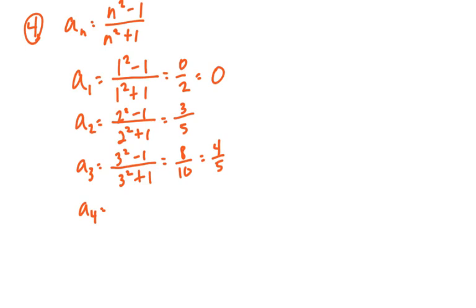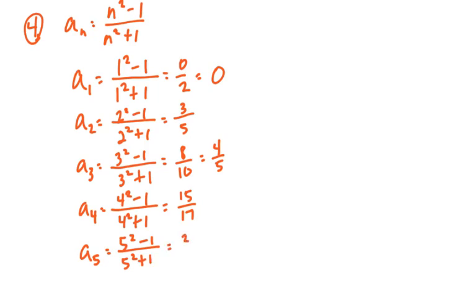A sub 4, the numerator is 4 squared minus 1, and the denominator is 4 squared plus 1. So 16 minus 1 is 15, and 16 plus 1 is 17. And A sub 5 is 5 squared minus 1 over 5 squared plus 1. So 25 minus 1 is 24, and 25 plus 1 is 26, and that reduces to 12 over 13. So our first 5 terms are 0, 3/5, 4/5, 15 over 17, and 12 over 13.